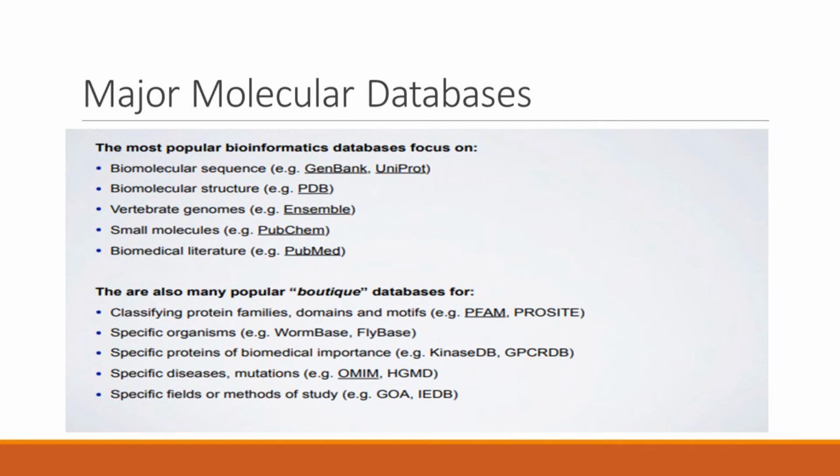Next one is a specific protein of biomedical importance like KinaseDB. It's a kinase database. And GPCRDB. It belongs to GPCR or signaling databases. Next one is a specific disease or mutation related database like OMIM. OMIM is related to Online Mendelian Inheritance in Man database.